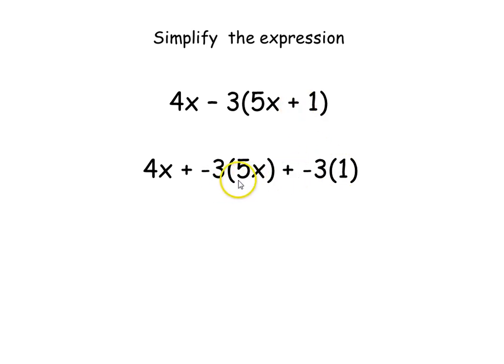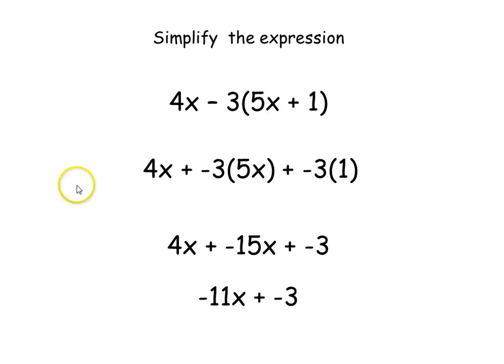And then we can do this multiplication, negative 3 times 5x, and we can do negative 3 times 1. When we do that multiplication, what we get is negative 15x from negative 3 times 5x, and negative 3 here, which is negative 3 times 1. We can add two of these things together. We can do 4x plus negative 15x. Those are called like terms. If we do 4x plus negative 15x, what we get is negative 11x, because 4 plus negative 15 is negative 11. If we have 4 x's and we add negative 15 x's, we have negative 11 x's.